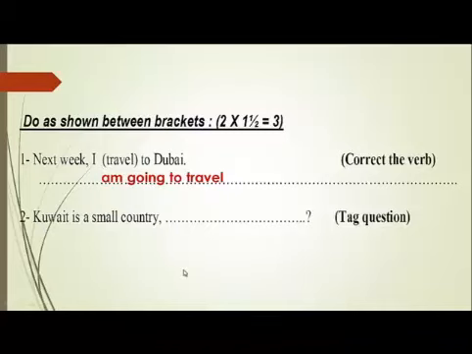In number 2, Kuwait is a small country. Tag question. You have is and you have Kuwait. You choose the negative form of is. So, isn't it?